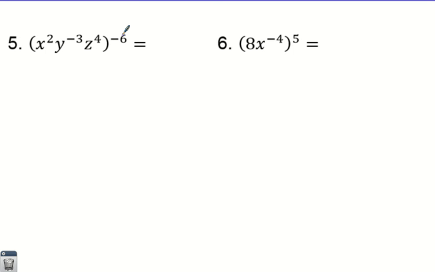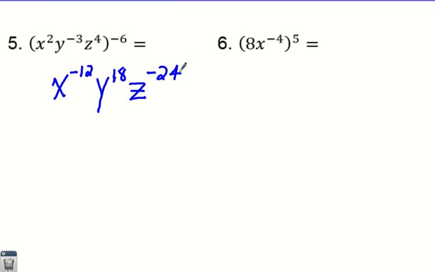I don't care that it's negative right now. I'm just going to apply this power to the x squared, the y to the negative 3 power, and the z to the 4th. And it's always going to be power to a power, power to a power, power to a power, which means I'm going to multiply all that stuff. So it's going to be, what's 2 times negative 6? Negative 12. What's negative 3 times negative 6? Well, that's positive 18. And then what's 4 times negative 6? Well, sir, that's negative 24, I do declare.